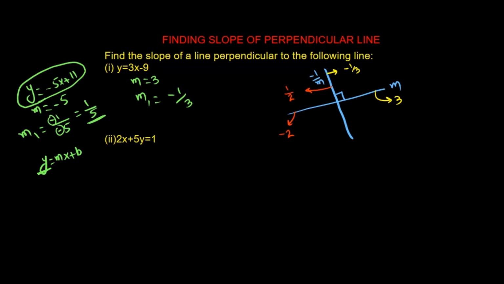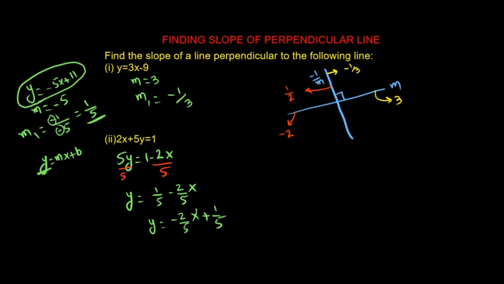So I'll start by bringing this 2x to the right. I have 5y equals 1 minus 2x. And now to isolate y, I can divide both sides by 5. Then the equation becomes y equals 1 over 5 minus 2 over 5x. I can rearrange to have the term with x in the beginning. So I have y equals minus 2 over 5x plus 1 over 5.